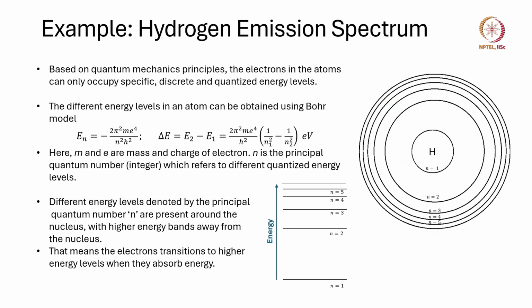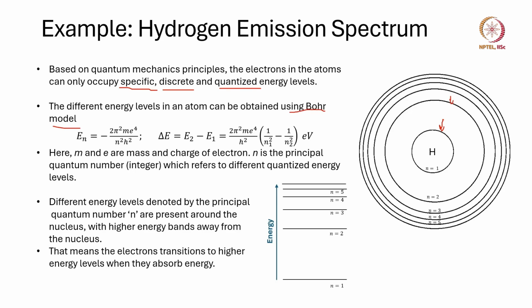Now, let us see how the different energy levels are present in a hydrogen atom. Based on quantum mechanics principles, the electrons in an atom can only occupy specific energy levels which are discrete and quantized. That means the electrons are not allowed to possess continuous energies, but they can only possess discrete energies. And these discrete energy levels can be obtained using Bohr's model.